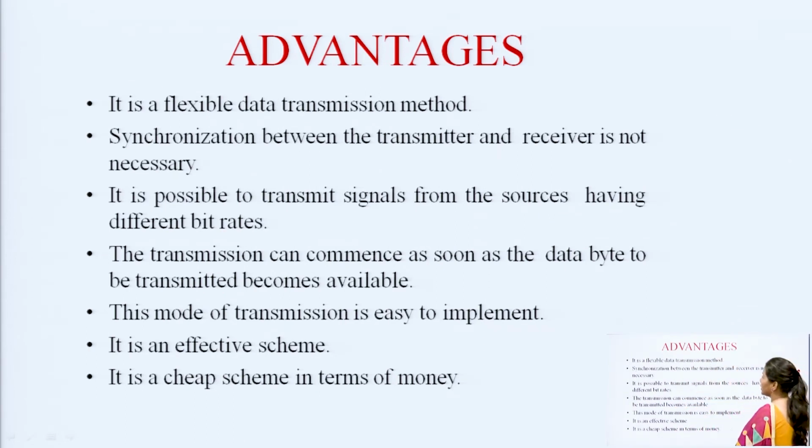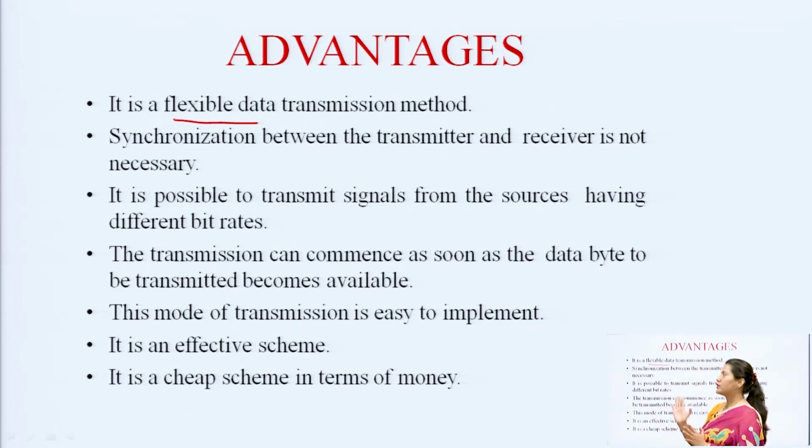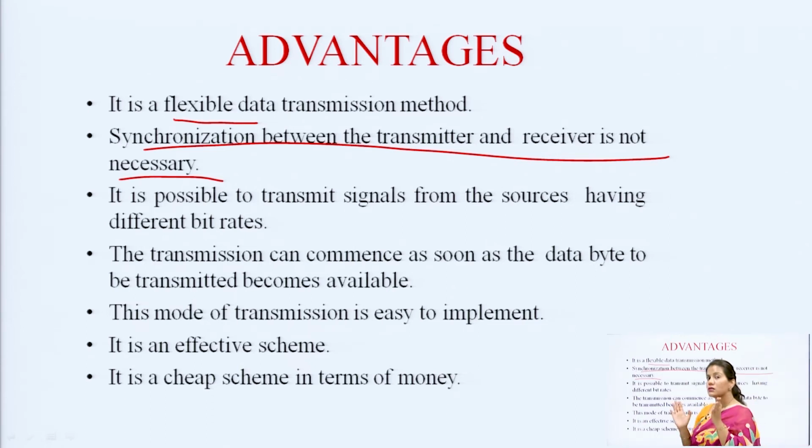When we mention the advantages, it is a flexible data transmission method. Why is it flexible? Because there is no need of a clock, no need of having the same speeds between the sender and the receiver. So, there is flexibility, we need not be precise enough. That is why this is a flexible data transmission method. Synchronization between the transmitter and receiver is not necessary. This is another advantage, because achieving synchronization is not an easy task, it needs a perfect clock, perfect oscillators which may provide the precise clock.